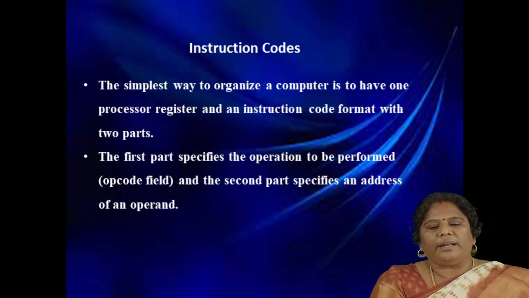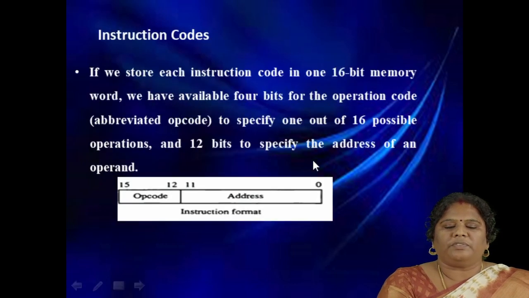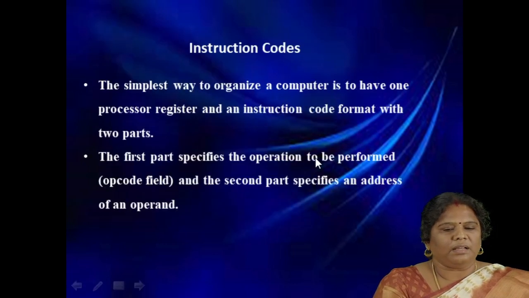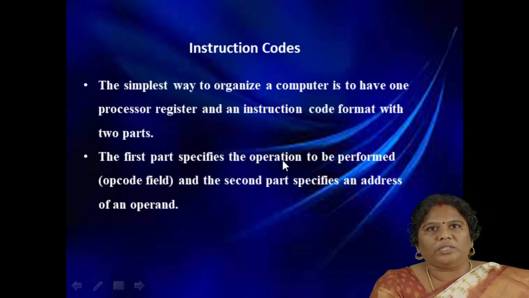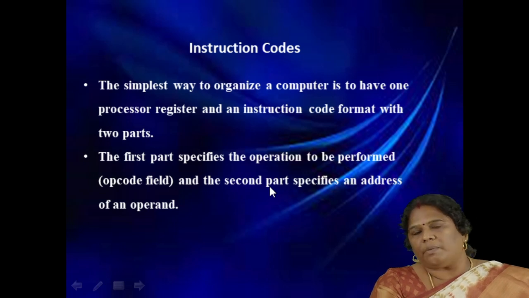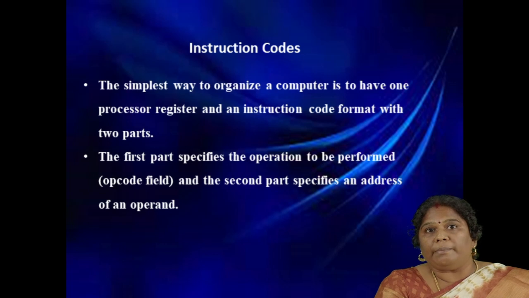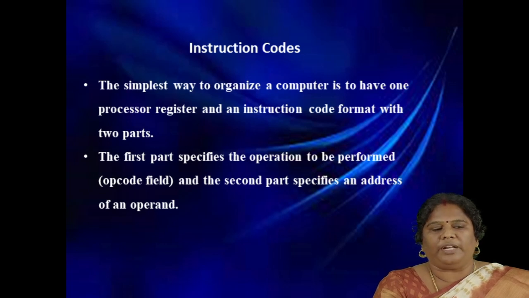The computer is organized with a single processor register and the instruction code format. Already I told you the instruction code format has two parts. The first part specifies the operation, simply denoted by the opcode. The second part specifies the address of the operand, that is, where the operand is stored in the computer memory is represented by this field.